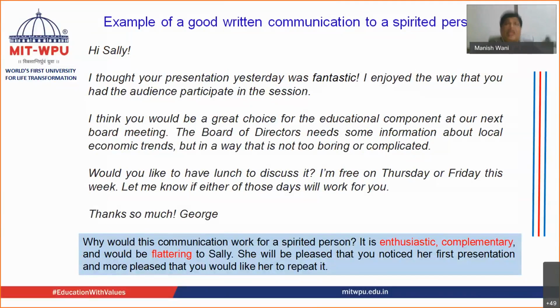If it has to be a spirited communication, okay, how is the communication that it is going to be for Sally? Please read this. Okay. Try to understand the communication. So this is the letter which is written by George to Sally, and this is the communication that he has done, and this communication is a spirited communication, okay, which is done to Sally because she is a spirited communicator person. Okay, just go through this communication, then we'll talk about this communication within 2 minutes.